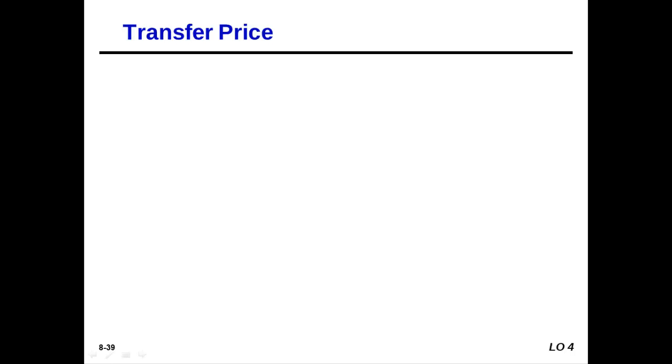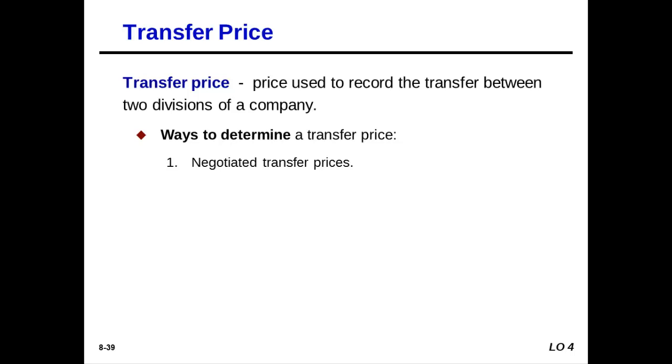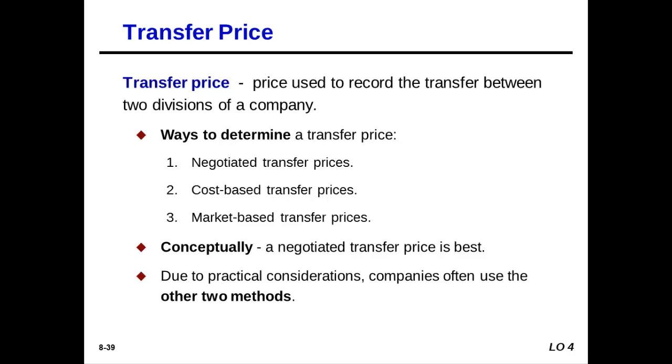The primary objective of transfer pricing is to maximize the return to the company. An additional objective of transfer pricing is to measure divisional performance accurately. There are three possible approaches for determining a transfer price. 1. Negotiated transfer prices. 2. Cost-based transfer prices. And 3. Market-based transfer prices. Conceptually, a negotiated transfer price should work best, but due to practical considerations, companies often use the other two methods.